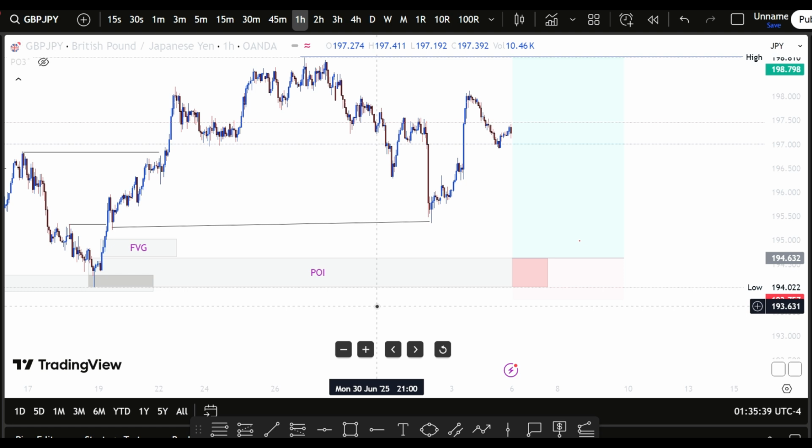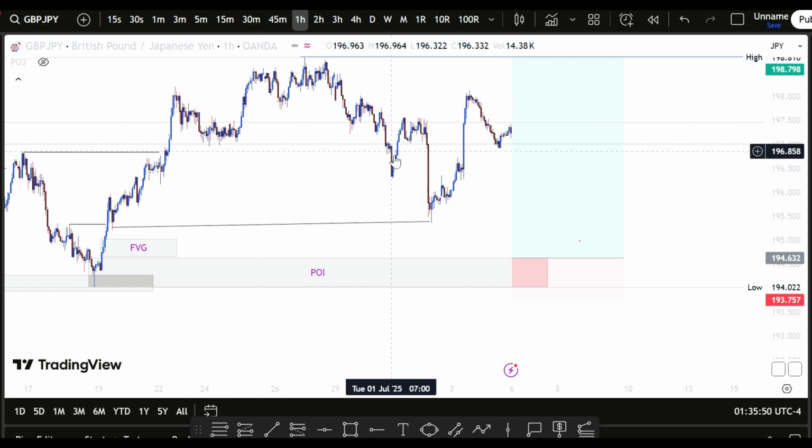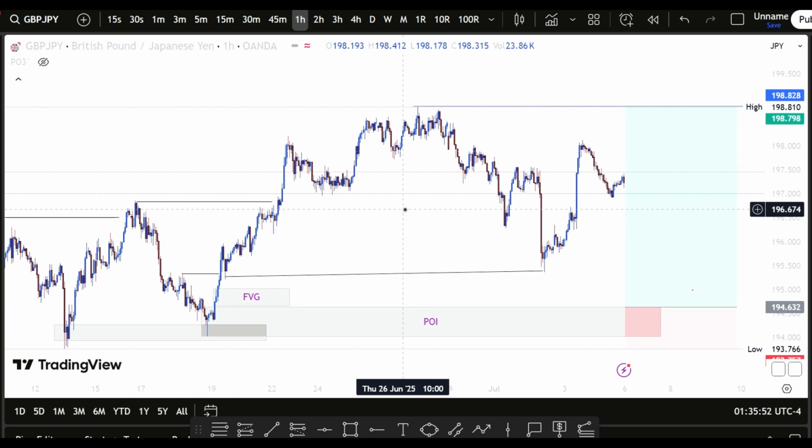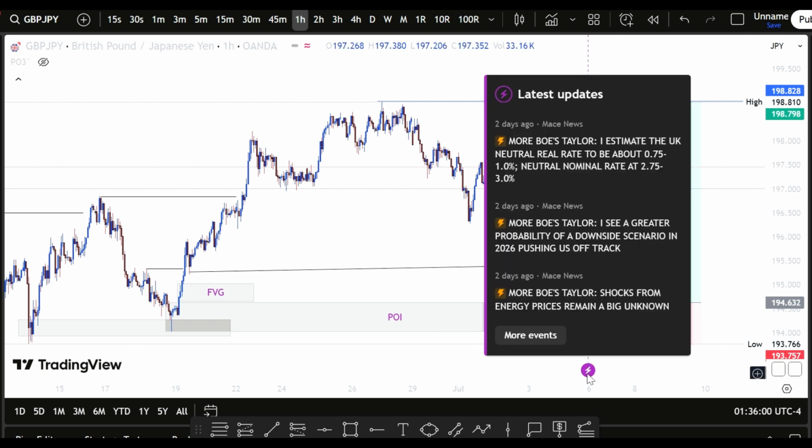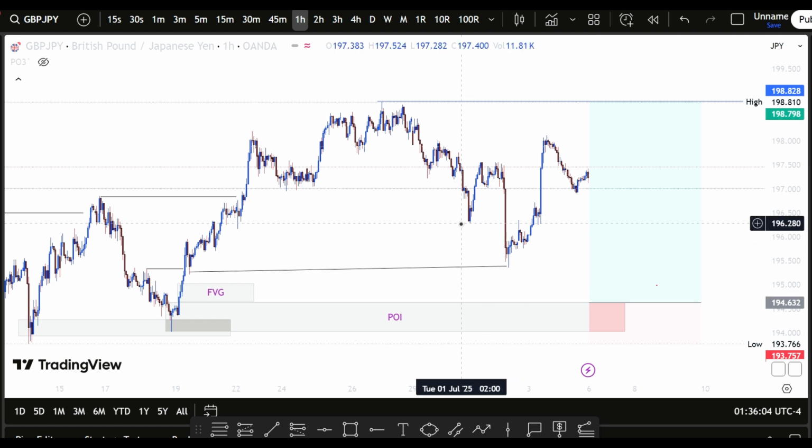Knowing that all our criteria have been met, we have liquidity, we have the fair value gap, and our point of interest where price took off from and broke structure. So this will be what I'll be expecting on Monday. Let's see how price plays out. And yeah, we'll be looking at the event unfolding on Monday.